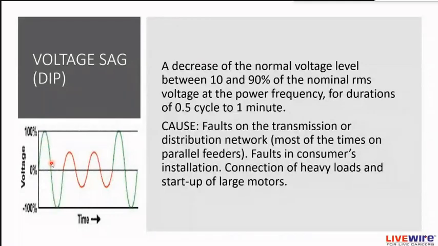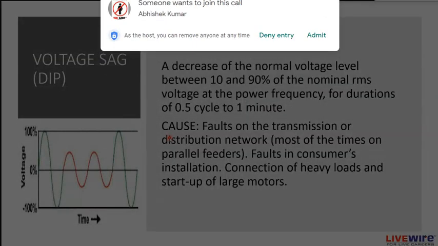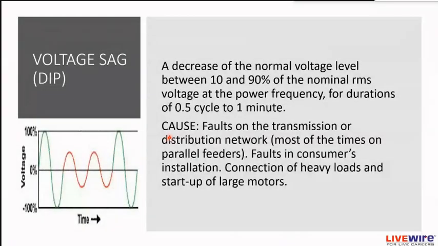The voltage sag is characterized mainly by two parameters, the magnitude and the duration. The magnitude should be between 10 to 90% of the nominal RMS voltage, and the duration has to be between 0.5 cycles to 1 minute. So this is called voltage sag, and the causes may be faults in the transmission or distribution network, and faults in the consumer installation. Transformer energization and the like also cause the voltage sag.